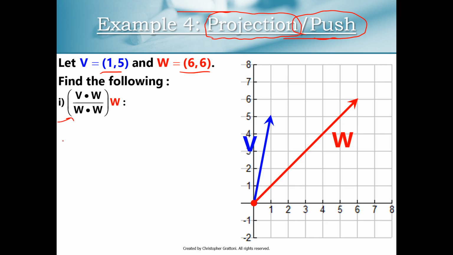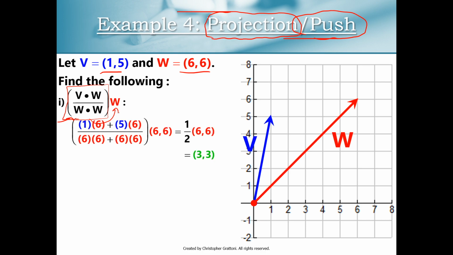This is a very, very useful formula. At the beginning, this coefficient is a scalar. We're going to take v dot w and divide it by w dot w. That's going to be a scalar quantity. And we're going to multiply that scalar by the vector w. Now I'm going to crunch the numbers for you. Nothing too exciting here. The dot product of v and w is 1 times 6 plus 5 times 6. W dot w is 6 times 6 plus 6 times 6. This entire thing is a scalar, and that scalar simplifies to the number 1/2. We're going to multiply that scalar by the vector (6, 6), the vector w. And 1/2 times (6, 6) is (3, 3).